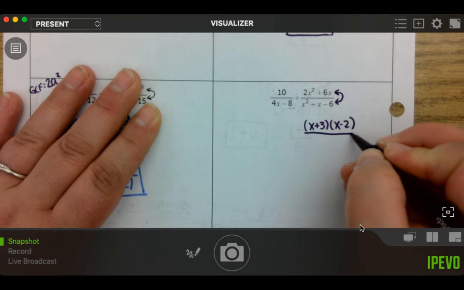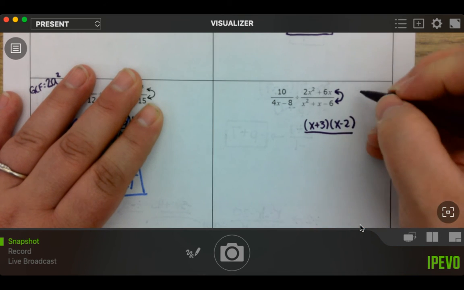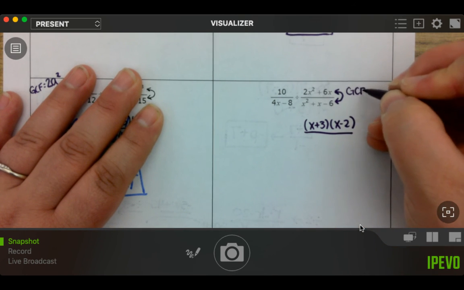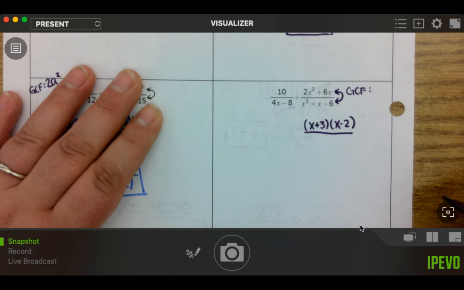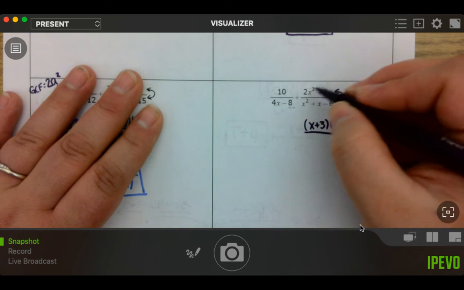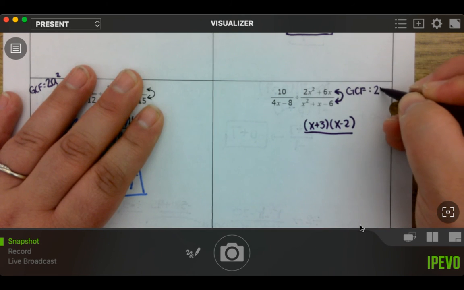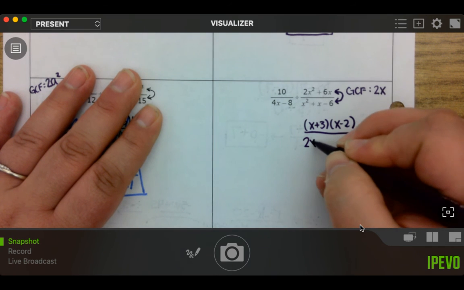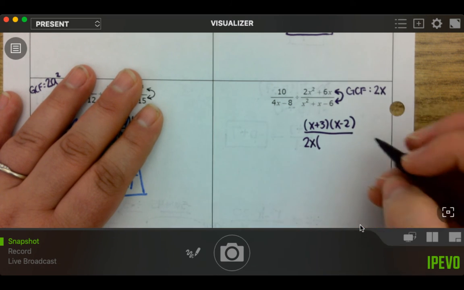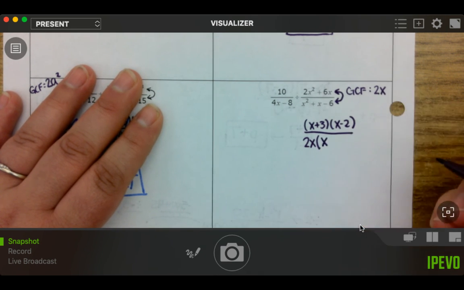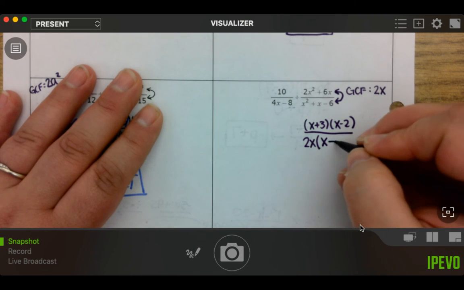And on the bottom, I need to take out a greatest common factor because there's only two things and it's not difference of squares, at least not yet. I can divide both of these by 2 and take away an x. 2x squared divided by 2x is x, and 6x divided by 2x is 3.